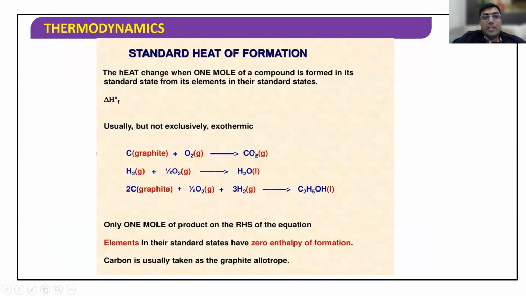For example, here you can see carbon dioxide formation. The carbon dioxide is formed from its constituent elements. Constituent elements means they should be in the stable form, they should exist in nature in the stable form. So graphite plus oxygen forms one mole of CO2 gas. H2 plus half O2 gives rise to one mole of water. Similarly, graphite plus oxygen plus H2 gives rise to ethanol, which is liquid.